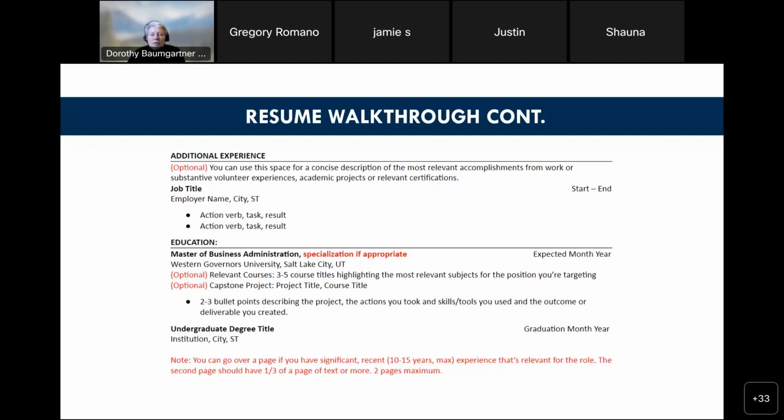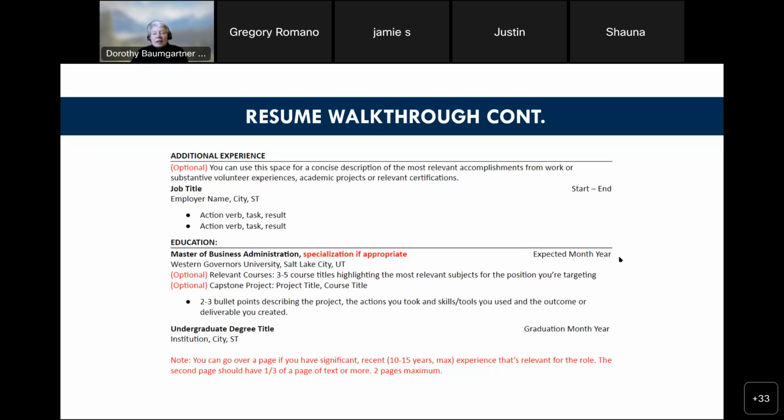Okay, so I want to talk now about education here on this resume. You'll see that it's formatted the same way that your positions are. The job title is bolded here. Your degree should be first and bolded. They care more about your degree than if you did it at WGU or wherever. So you start with the title of your degree. If there's a specialization, like if you're a teacher and you're like elementary education or secondary biology or something like that, you would include that there.